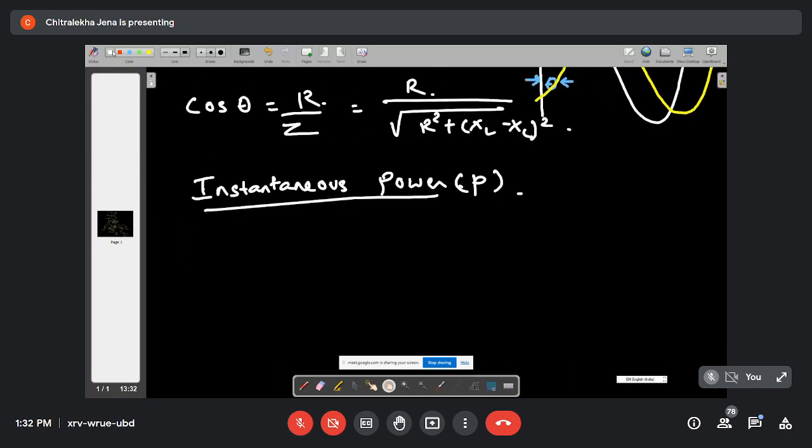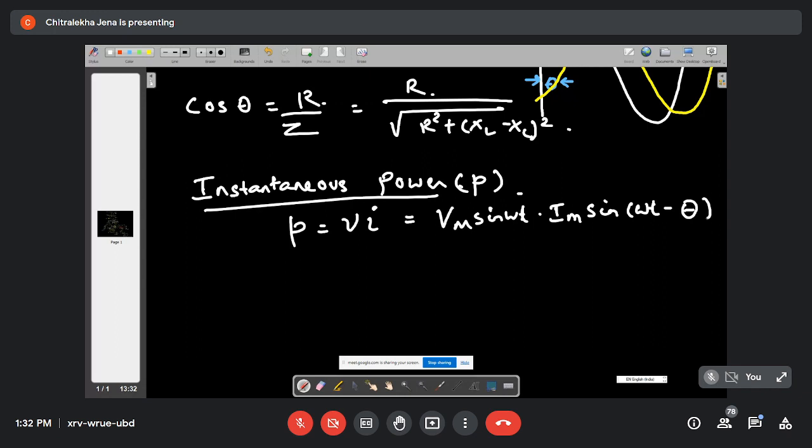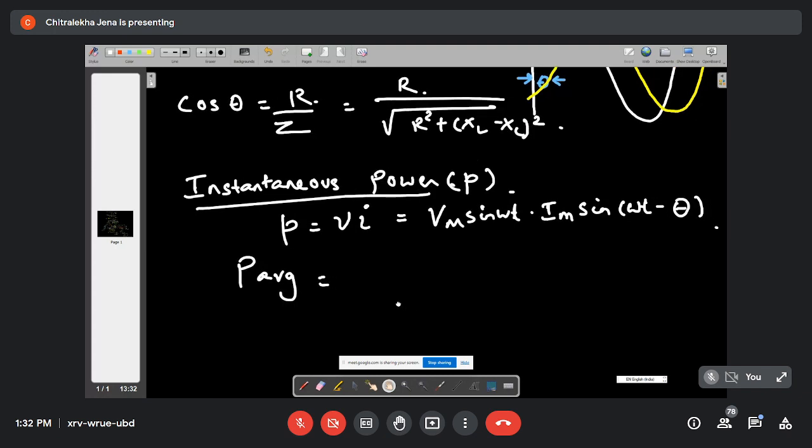What is the formula for instantaneous power? It is equal to the product of voltage and current. So now you substitute it: Vm sin omega t, and the current is Im sin(omega t minus theta). So if you find out the average power, the average power will be equal to how much? Tell me.